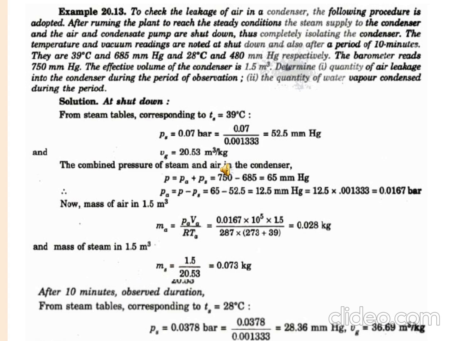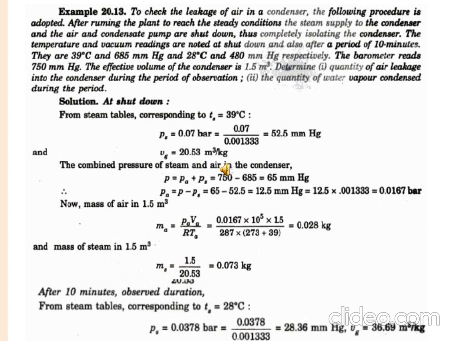The barometer reads 750 mmHg. The effective volume of the condenser is 1.5 meter cube. Determine the quantity of air leakage into the condenser during the period of observation. The second part is the quantity of water vapor condensed during the period. So this is the question.